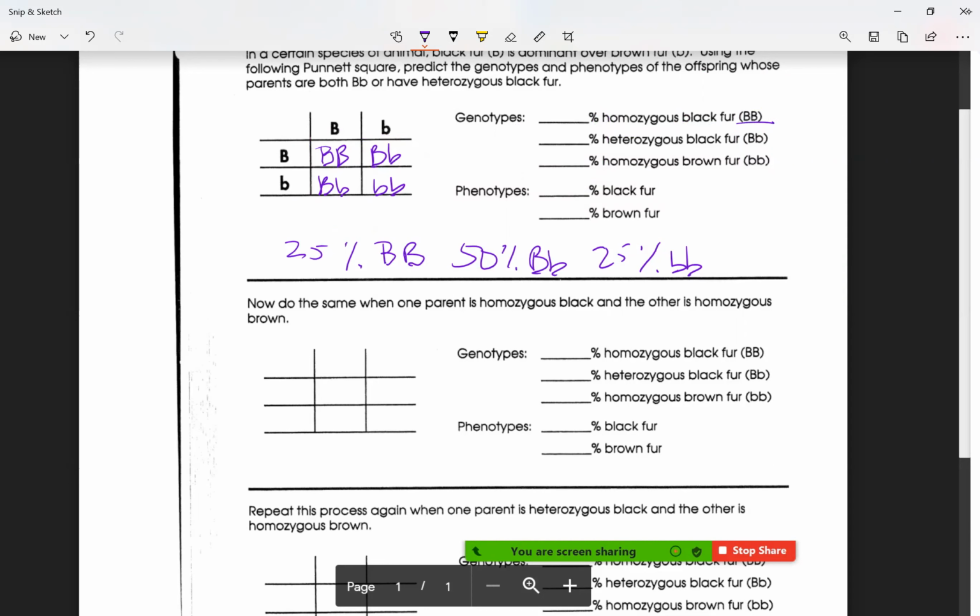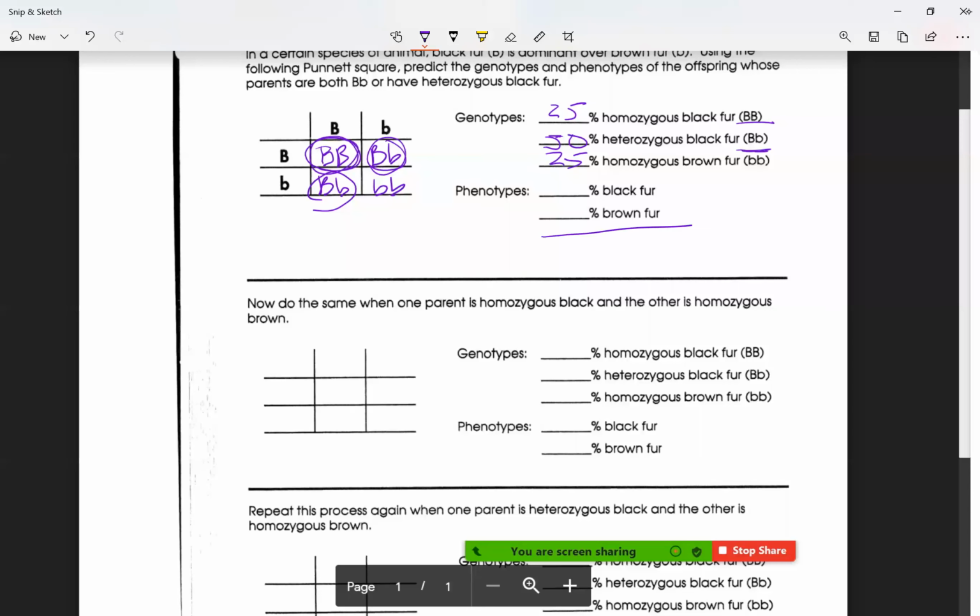So I said big B. I have 25%, which means there's only one of them right here. Then I said big B, little b. There's one right here and one right here. So that makes 50%. Because this makes up $1, right? Four quarters is $1. Then the last one is the remaining 25%. Right? Everybody following me? Anybody have a question?